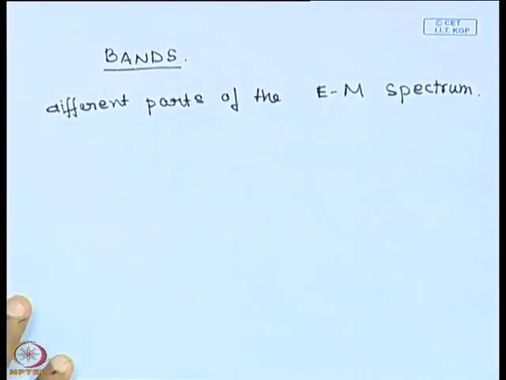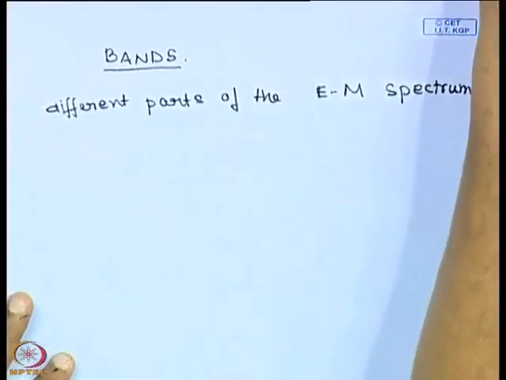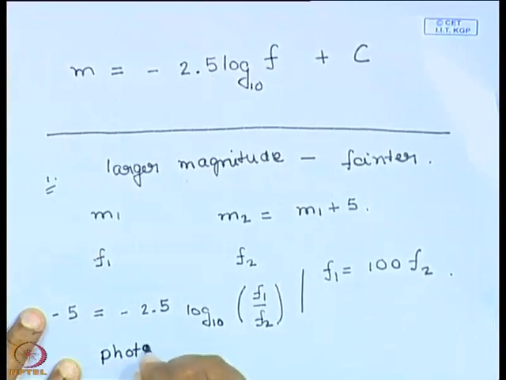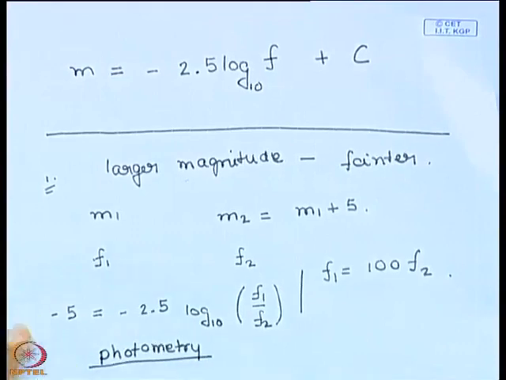So, in a single observation it is possible to measure the, okay, before I go into this I should first tell you that measuring the flux from a source is referred to as photometry. These kind of observations are referred to as photometry.